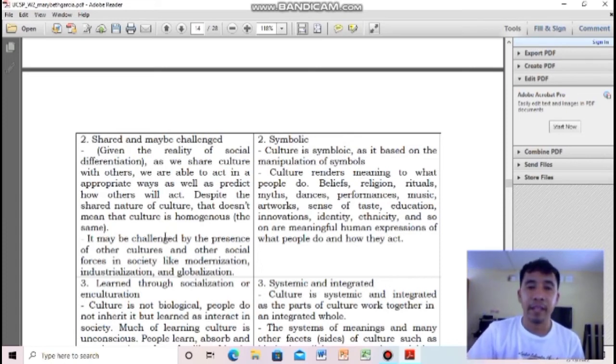Okay, number 2, it's symbolic. Culture is symbolic as it is based on the manipulation of symbols. For example, our beliefs, religion, clothing, singing, and different aspects, culture is really symbolic, it has symbolisms. For example, if you give a flower, it has symbolism. If you give a handkerchief as a gift, it is a symbol and has a meaning.